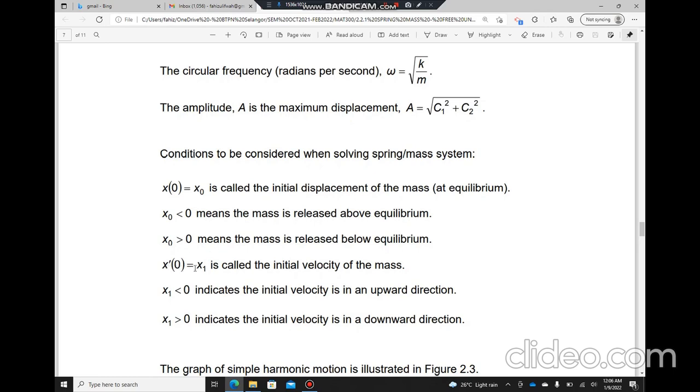Okay, x prime 0 equals to x1 is called the initial velocity of the mass. Yang ni adalah initial displacement, kedudukan. So nilai dia adalah x0. Kalau yang ni adalah initial velocity, which is x prime 0. Okay, then x1 less than 0 indicates the initial velocity is in an upward direction. So dia adalah upward direction, and then x1 greater than 0 is downward direction. So nilai ni adalah condition to be considered.